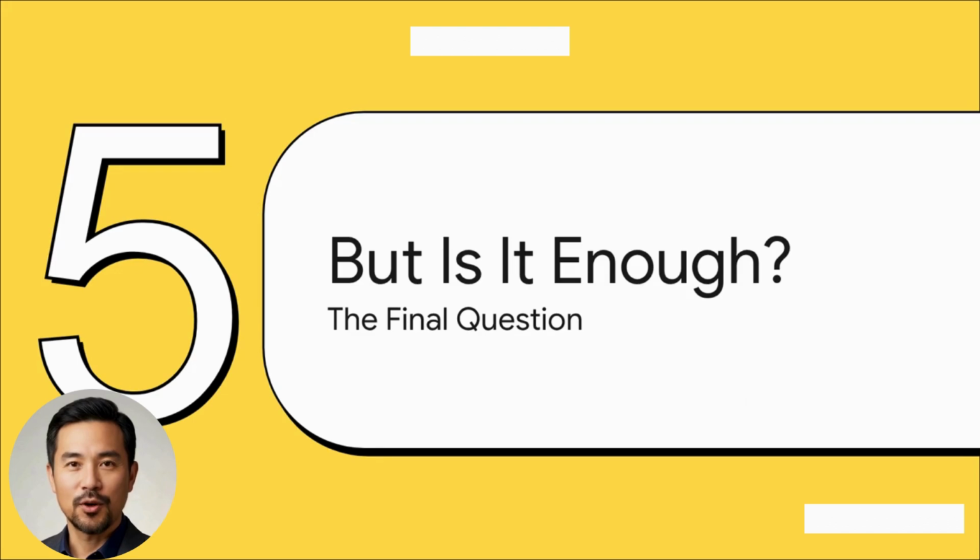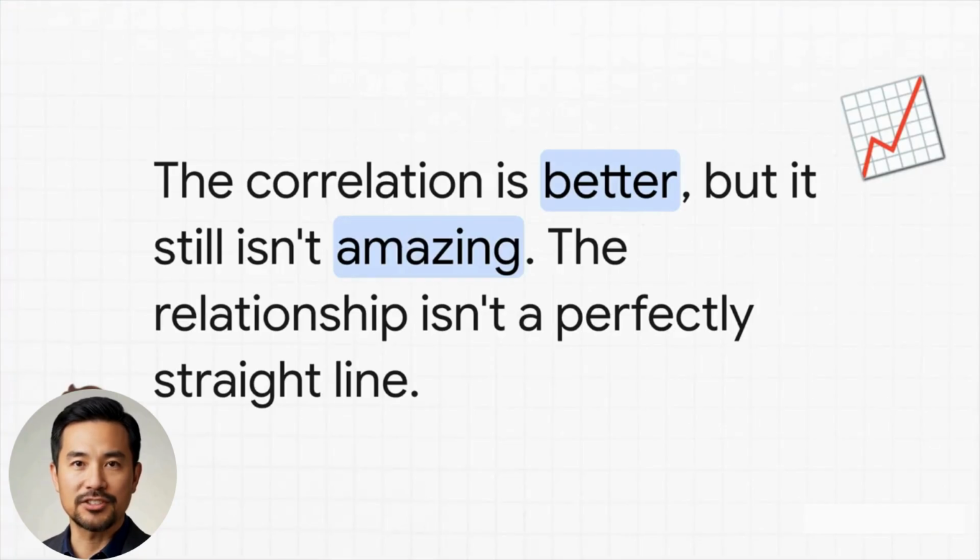Case closed, right? We can all go home? Well, not so fast. Like in any good mystery, there's always one last twist. I mean, it's way better for sure, but it's still not a perfect -1 or a perfect 1. The relationship is definitely there, but it's not what a data scientist would call an amazing correlation. The line isn't perfectly straight, you know?